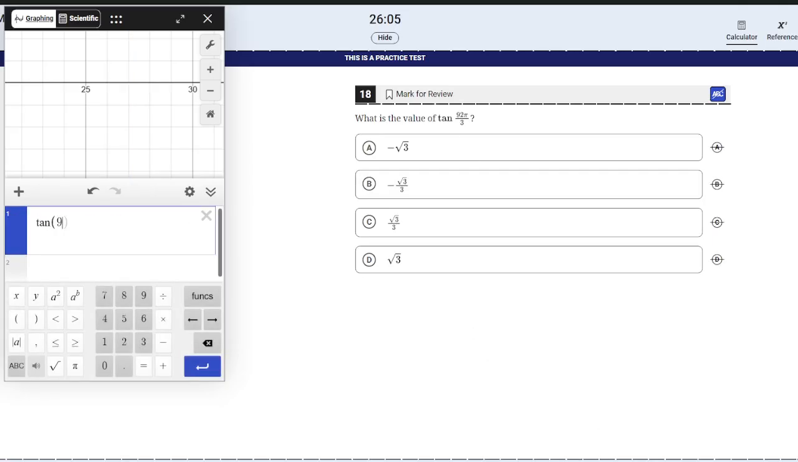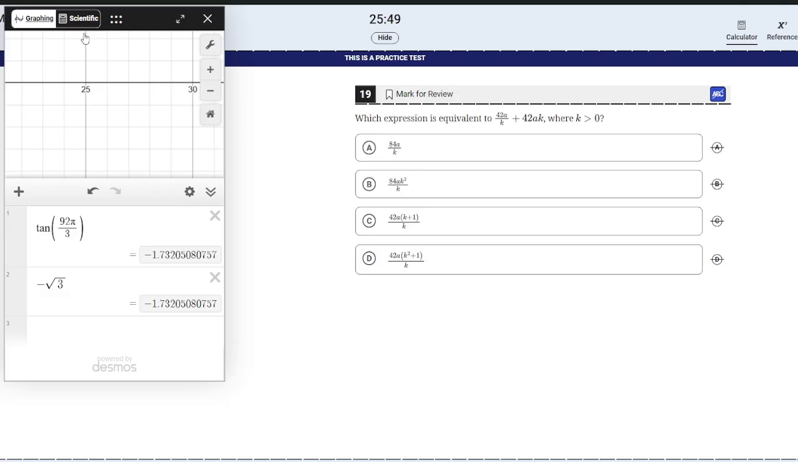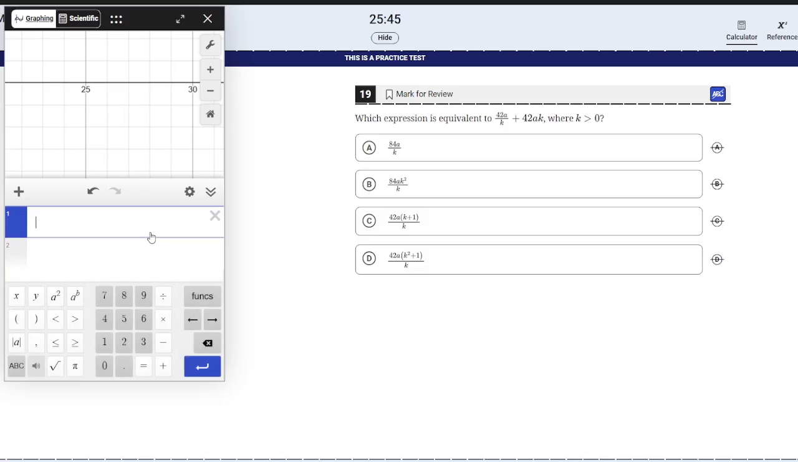The tangent of 92 pi over 3. So knowing your unit circle here could help, but you can honestly just plug in values here. That's what Desmos really makes easier. You don't need to know all those things, because with Desmos, tangent and sine and everything, you can just plug in very easily.